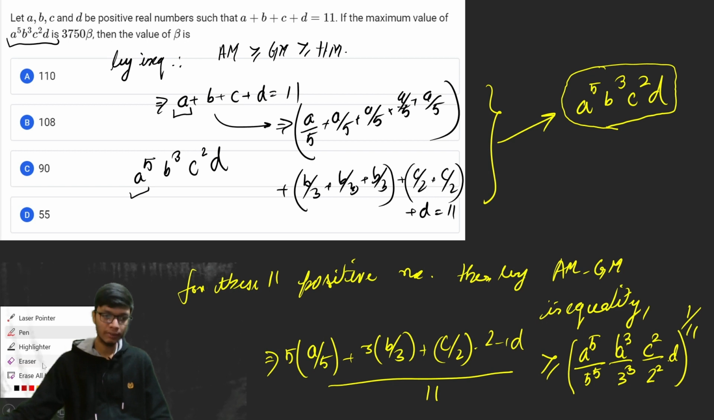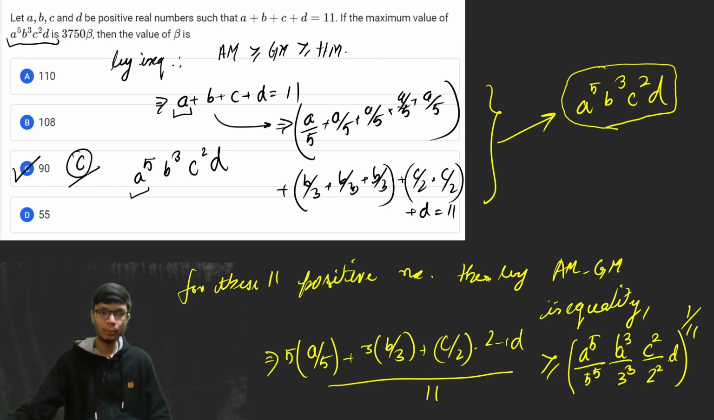So if you solve this result, the value of beta will be option number C, that is 90. I hope if you have solved this problem before me, then you must have got the answer as option number C, that is 90. I hope this approach is very important.